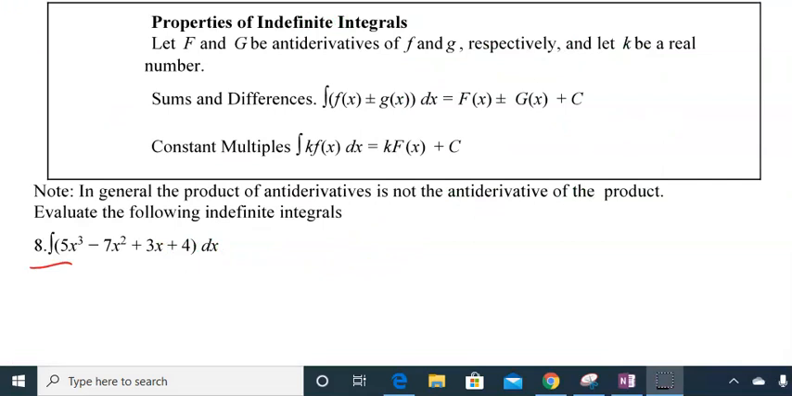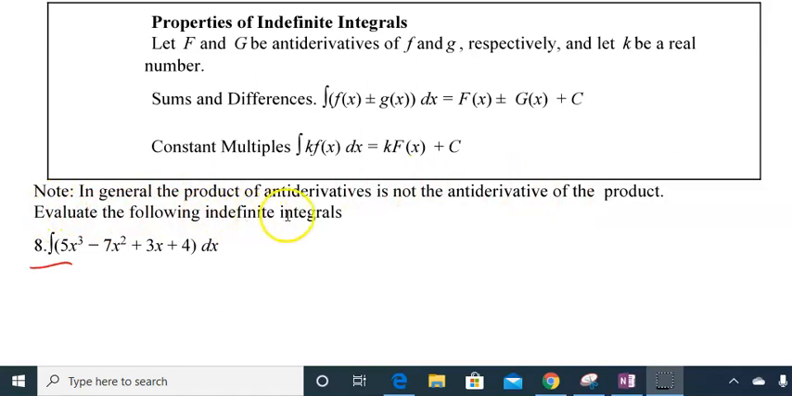Integrals. Properties of indefinite integrals. Let uppercase F and uppercase G be antiderivatives of lowercase f and g, respectively, and let k be a real number. For sums and differences, the integral of f of x plus or minus g of x dx is equal to uppercase F of x plus or minus uppercase G of x, plus C. Constant multiples: the integral of k times f of x dx is equal to k times uppercase F of x plus C. In general, the product of antiderivatives is not the antiderivative of the product.